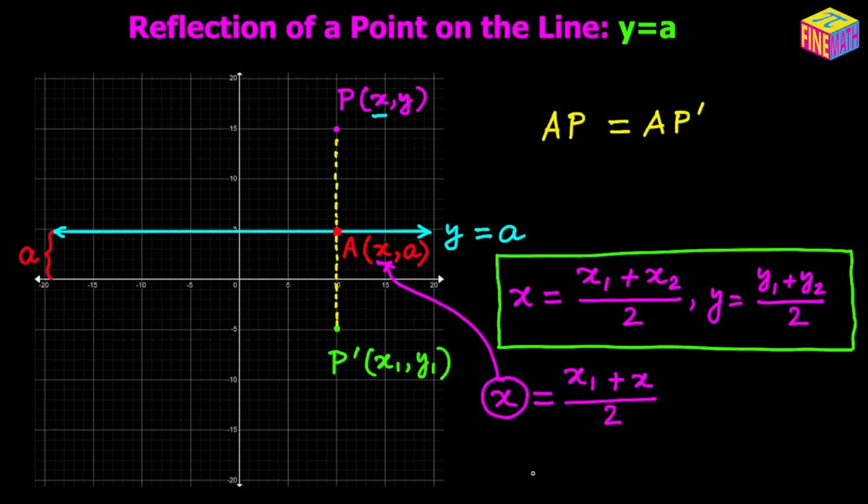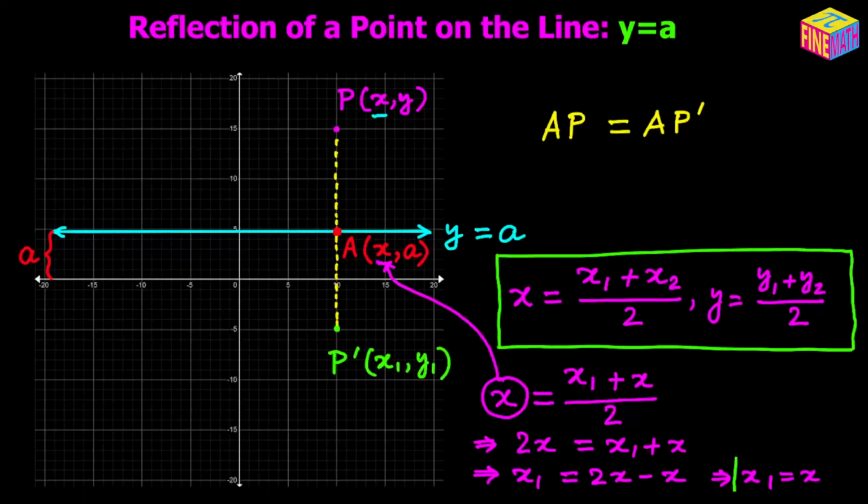Similarly, we'll also talk about the y coordinate of the midpoint. In this case, this x is the x coordinate of the midpoint, which is equal to the sum of the x coordinates of the two extreme points, x sub 1 and x, divided by 2. So we got a nice equation here, and if we solve it, what do we get? If we multiply both sides by 2, we get 2 times x on the left hand side, equal to x sub 1 plus x. So from here we can say that x sub 1 is equal to 2x minus x, which is x sub 1 equals x. So we have calculated the value of x sub 1.